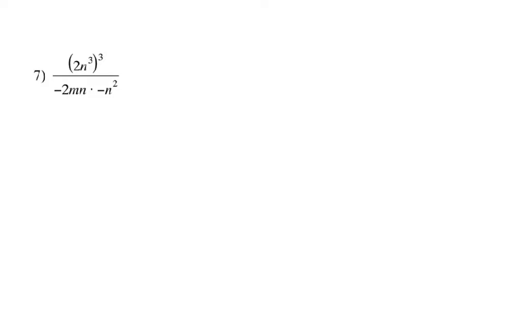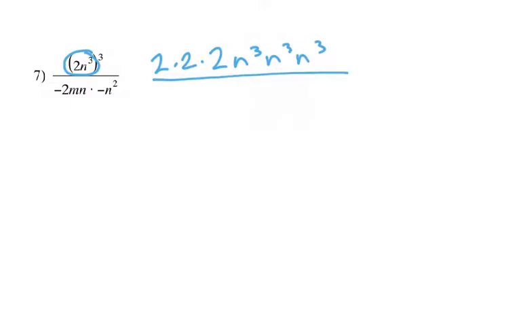Okay, number 7. Everything in here is going to get that 3rd power. So I'm going to have 2 times 2 times 2, and then n to the 3rd, n to the 3rd, n to the 3rd. On the bottom, -2 m n times.